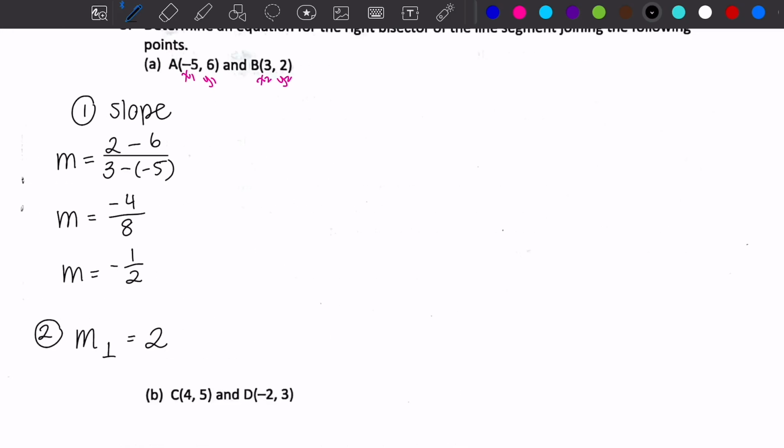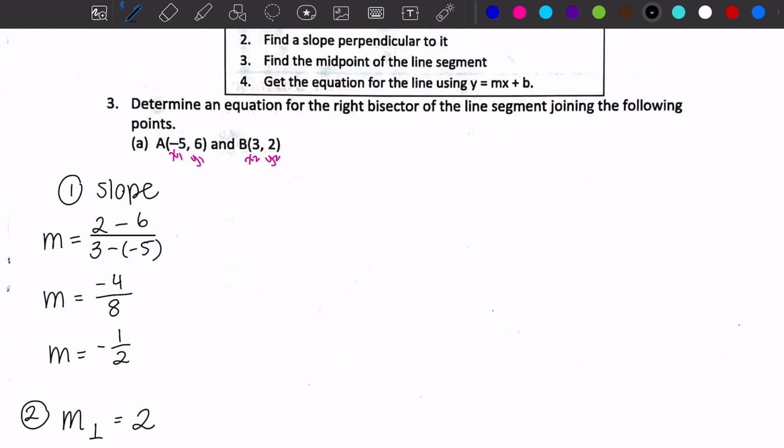How do we feel about that? Perpendicular slopes. Yeah, Anna. How do you know that it changes signs? It'll always switch signs. If it's positive, it becomes negative, and if it's negative, it becomes positive. Yes, Ethan? Okay, that's it.